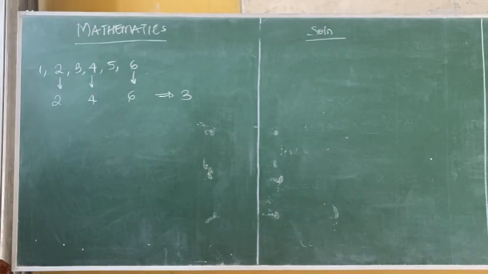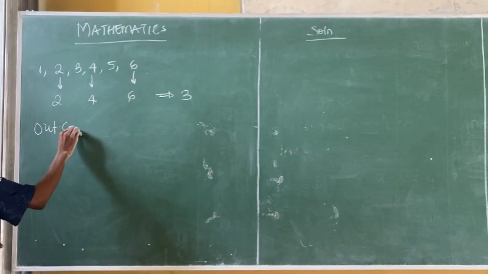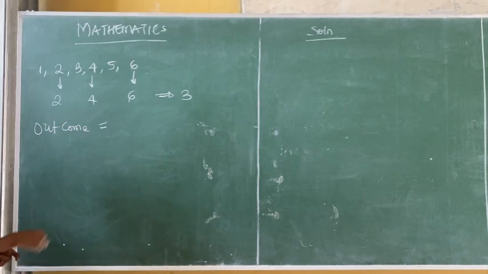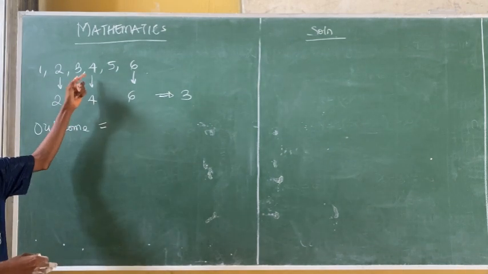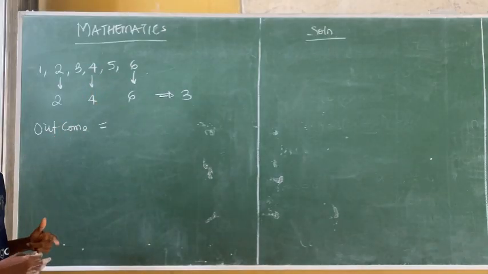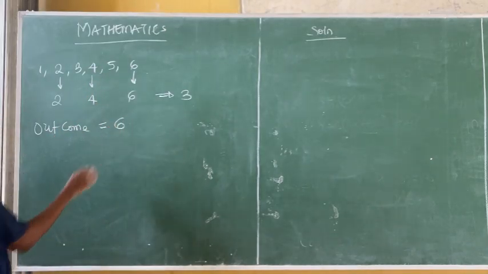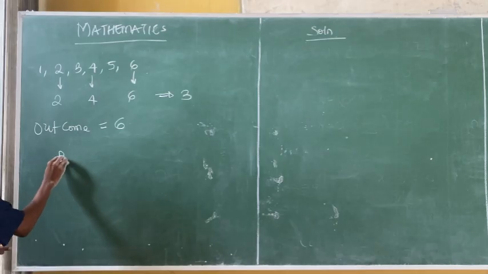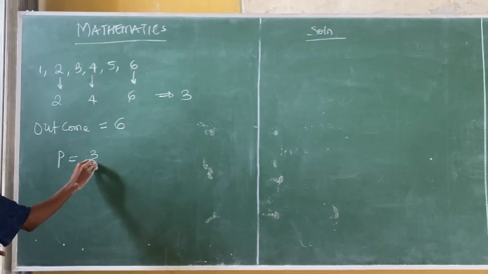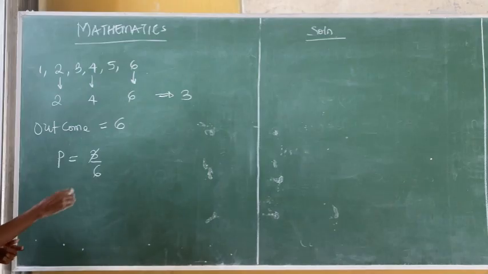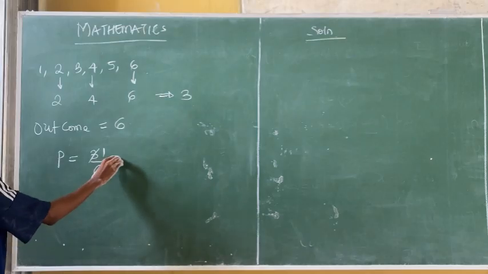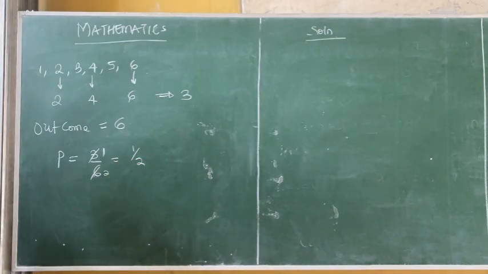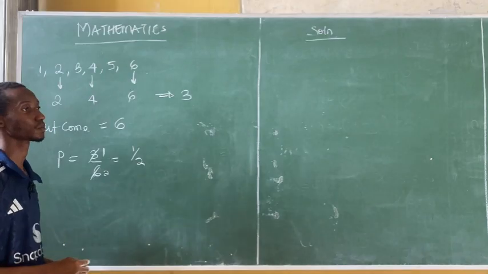The outcome of a die is 6. If you roll a die, there's the possibility of getting either 1, 2, 3, or any of these digits. So we have 6. The probability becomes P is equal to 3 over 6. 3 divided by 3, you have 1. 6 divided by 3, you have what? 2. This gives us 1 over 2. Therefore, the correct answer there is 1 over 2.